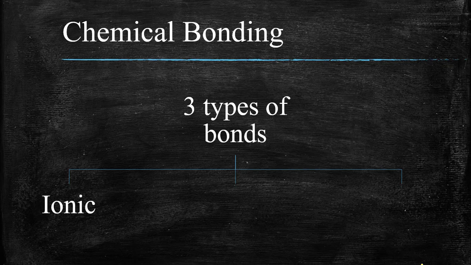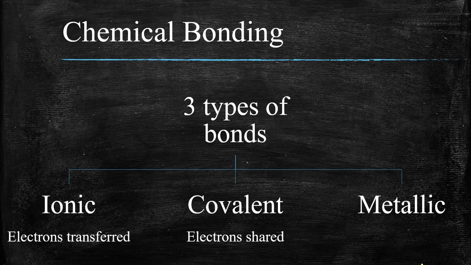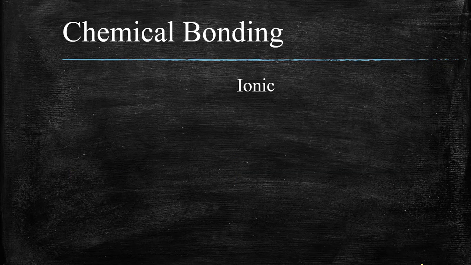The first is ionic bonding, and that's where electrons are transferred, covalent bonding, where electrons are shared, and metallic bonding, where the electrons actually become delocalized, and that's frequently called the sea of electrons. So let's start with ionic bonding.